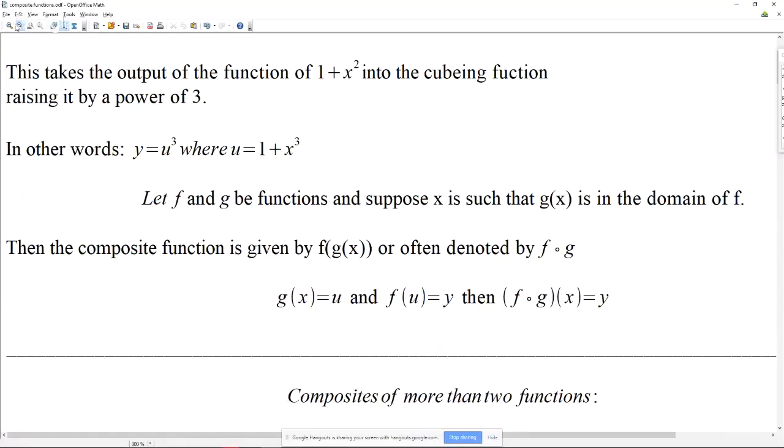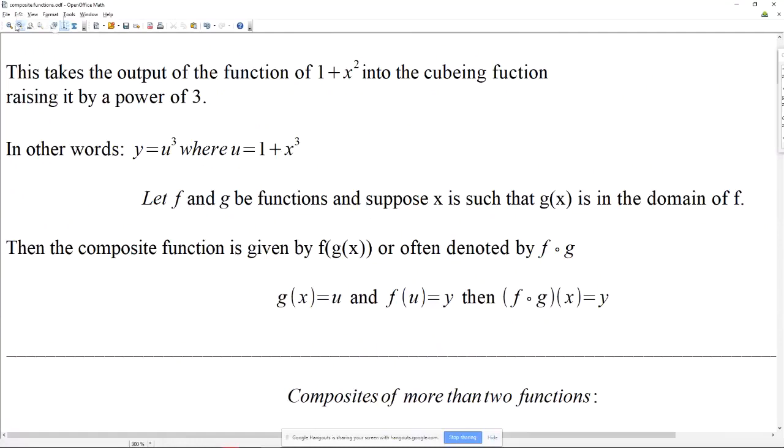So anyway, this is what it means. If I have f of g of x, so f is a composite of g, you could break that down. You can assign the variables g of x equals u and f of u equals y. Then f composite g of x equals y.